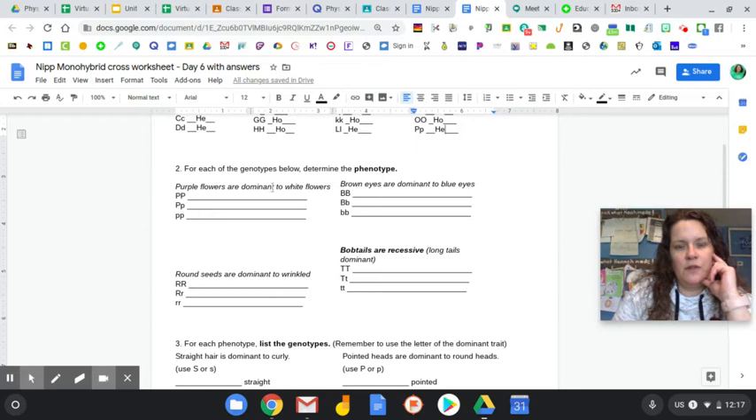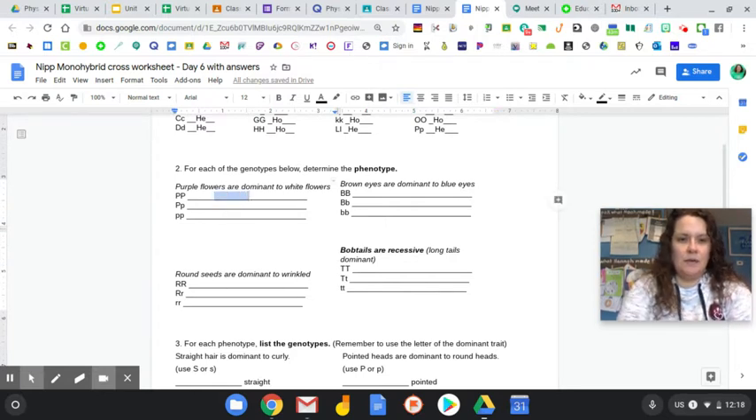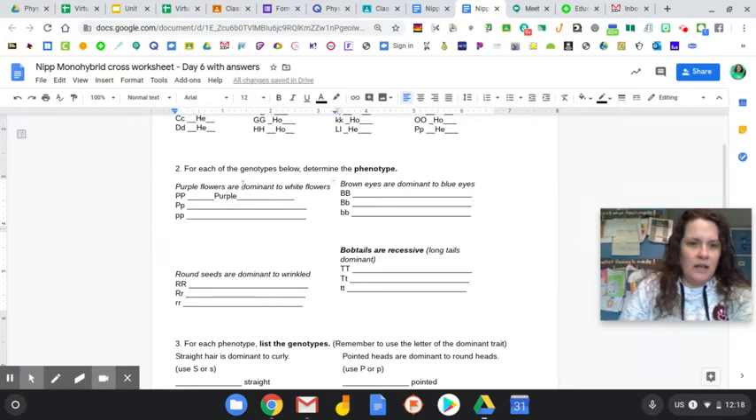Then it says for each of the following genotypes, again, that's the letter combination, what is the phenotype? The phenotype is what it's going to physically look like, and it's giving us information here. Purple flowers are dominant to white flowers. So if I have big P, what color flowers will I have? Yep, you guessed it, purple. Why purple? Because that's dominant over white, and it has the two dominant letters there.